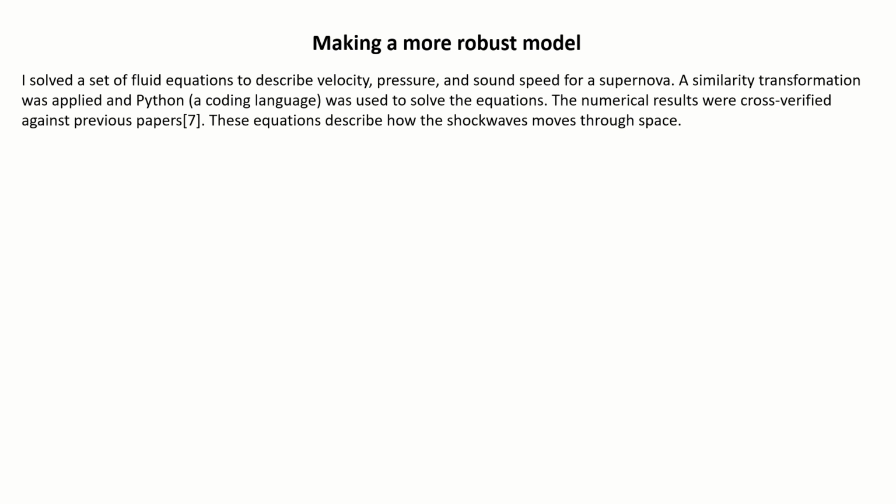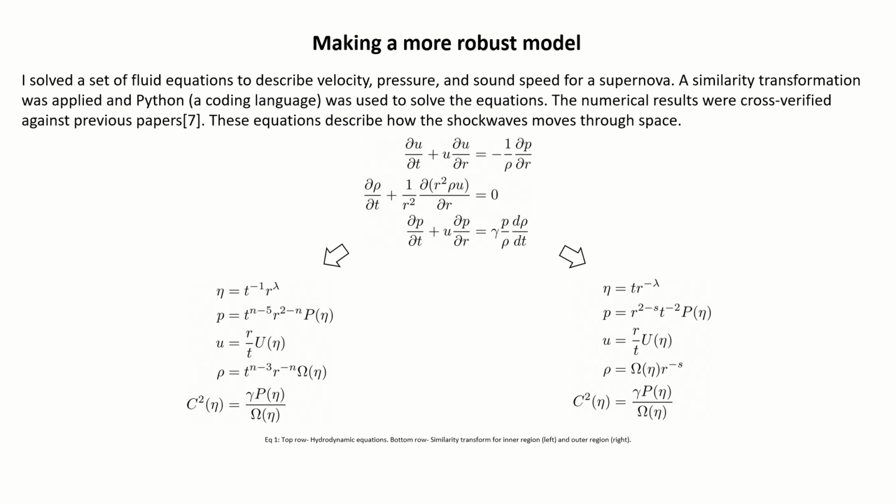The first step in making a better model was to solve a set of fluid equations that describe the velocity, pressure, and sound speed for a supernova. I used a similarity transform, which gets rid of units, along with Python, which is a coding language, to solve the equations. The results were also cross-checked with previous papers, and they are shown in equation 1 at the top. These equations described how the shockwaves move through space.